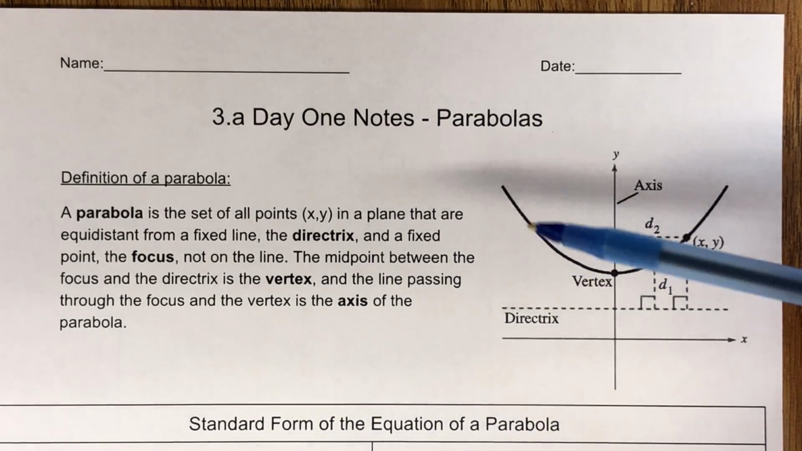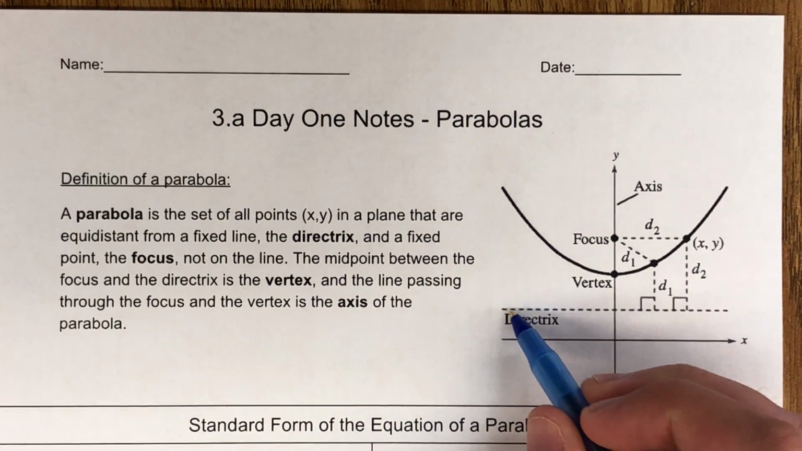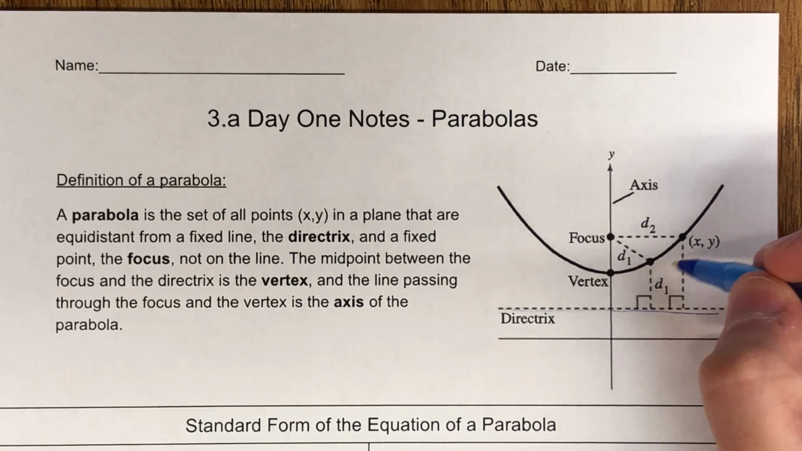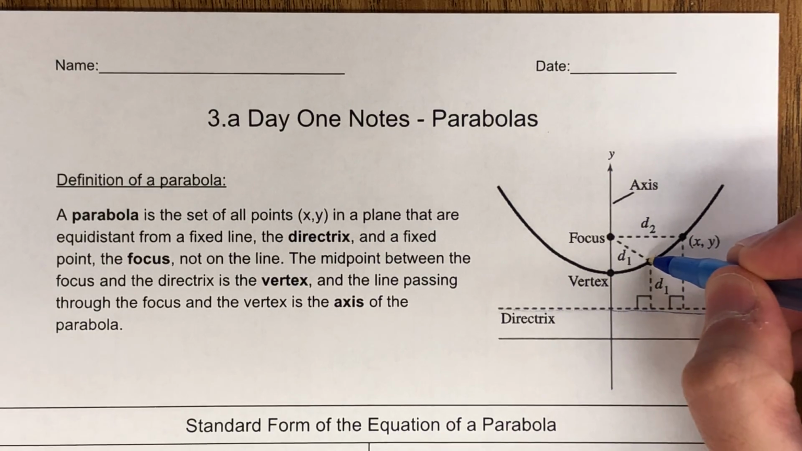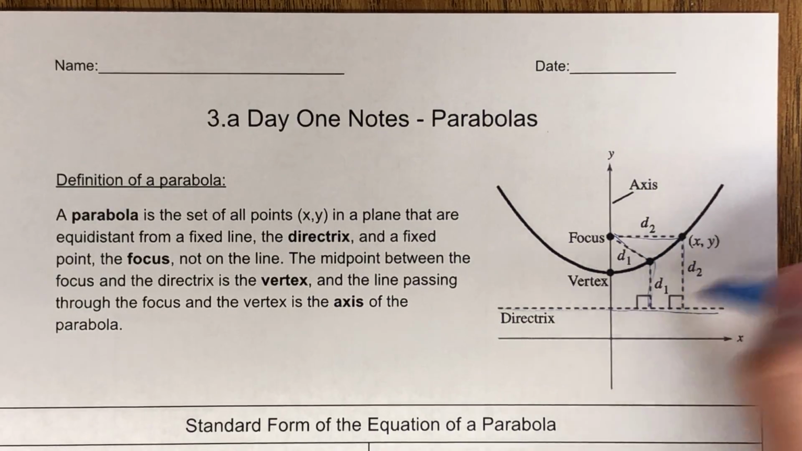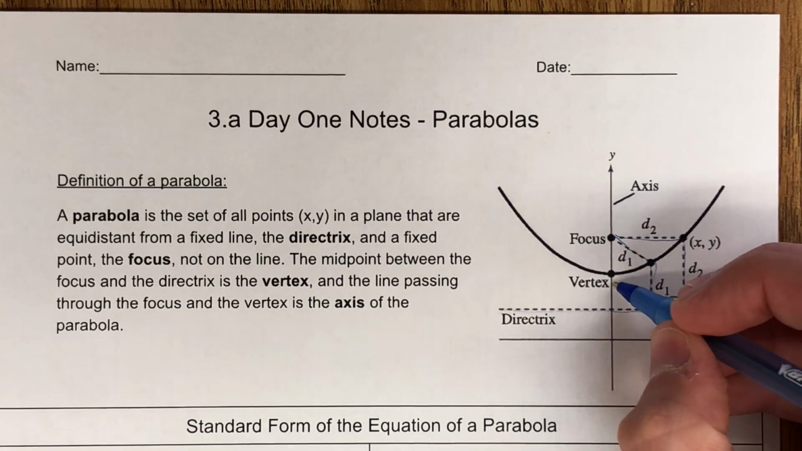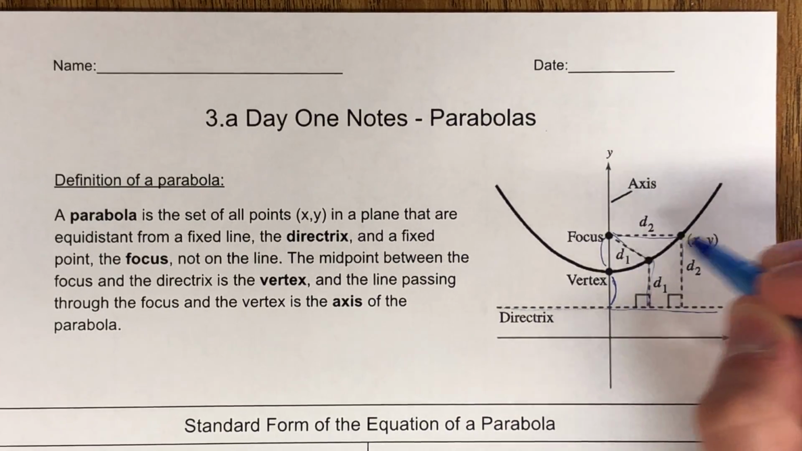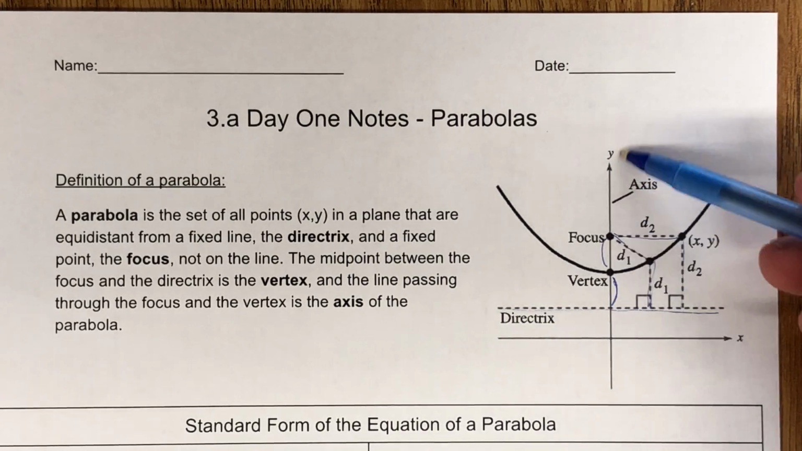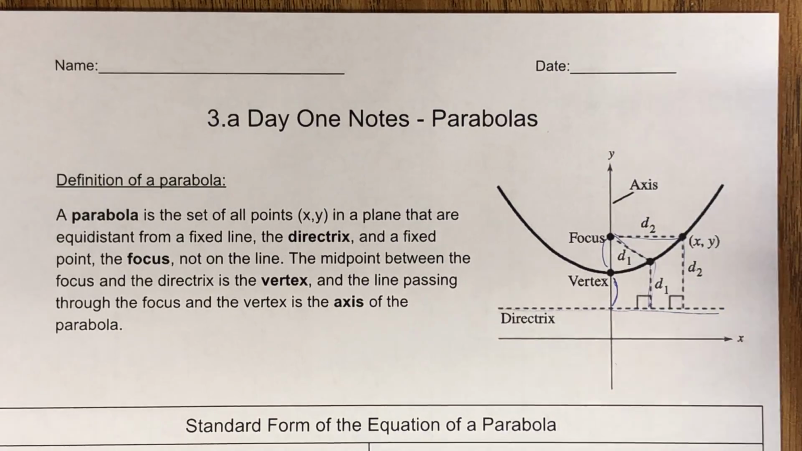So a parabola is a set of all points x, y in a plane that are equidistant from a fixed line, the directrix, so that would be this here, and a fixed point, the focus. So every single point has the same distance from the focus as it does to the directrix, as outlined here. The midpoint between the focus and directrix, so this distance here is the same, is the vertex. The axis of the parabola, or sometimes referred to as the axis of symmetry, is the line that cuts through.